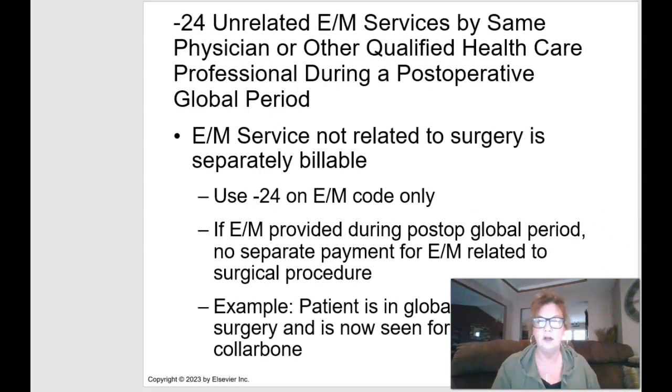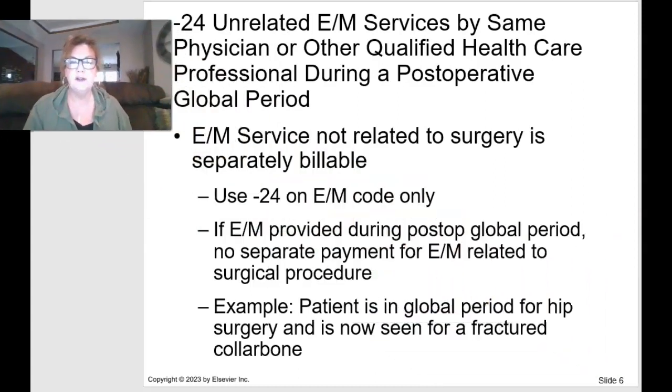Okay, 24. This one here, keep in mind, unrelated E&M. E&M is evaluation and management, so 24 can only go on evaluation and management codes by the same physician or other qualified healthcare professional during a postoperative global period. So the E&M service is not related to the surgery, and is separately billable. You only use 24 on the E&M. For an E&M provided during any post-op global period, there is no separate payment for E&M related to the surgical procedure.